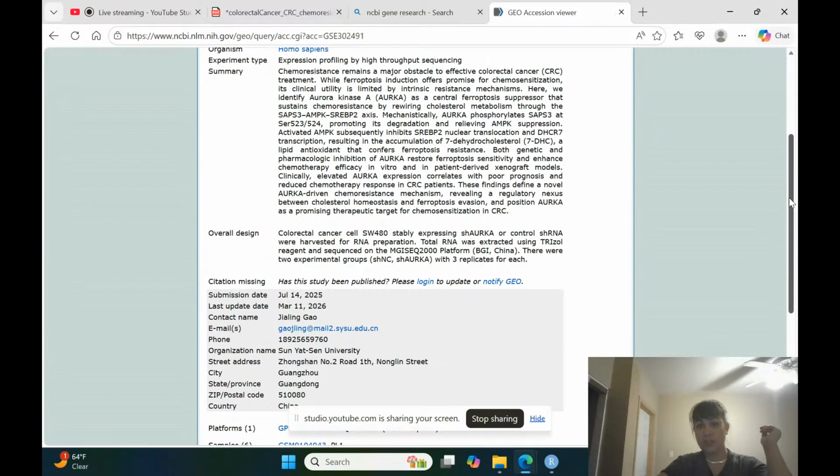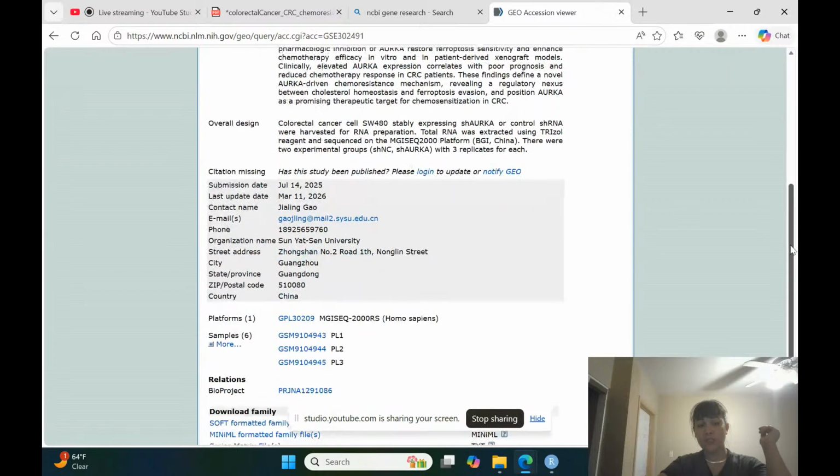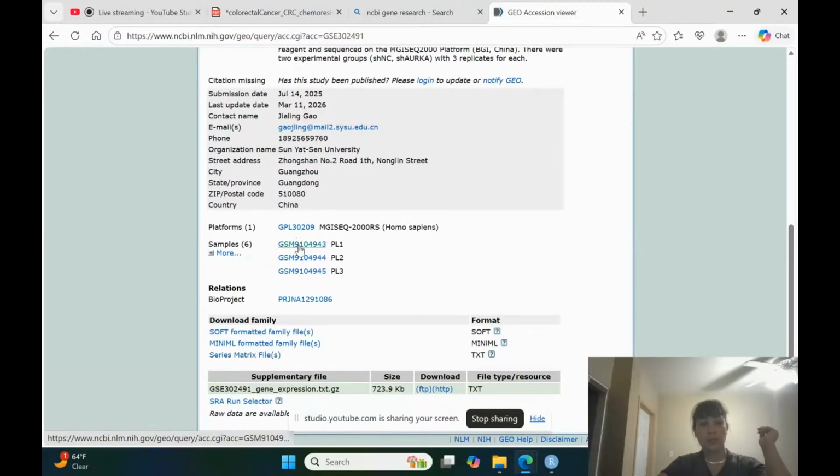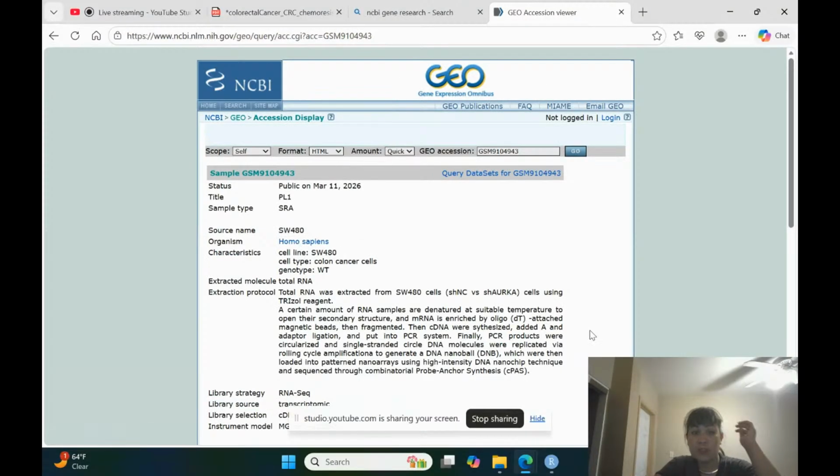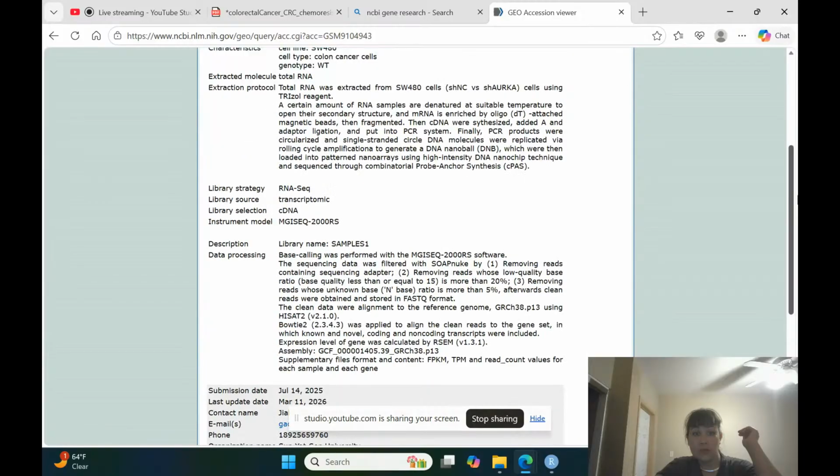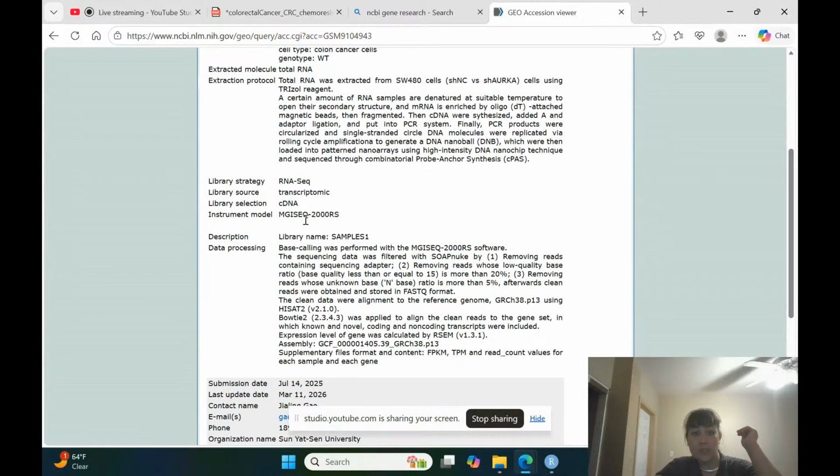This is a new study. It hasn't been published yet. We're going to go into each sample, the GSM samples. This is a cell type colon cancer cells, genotype wild type. So it's a wild type. And it is RNA.